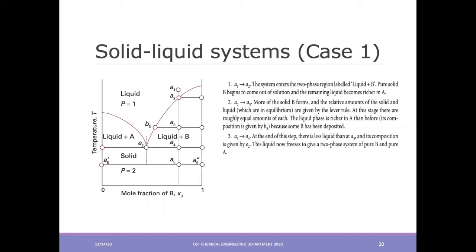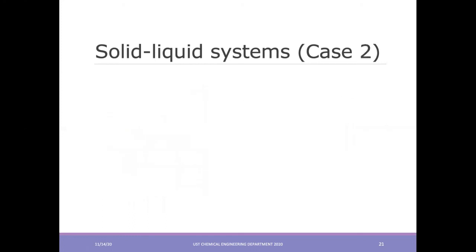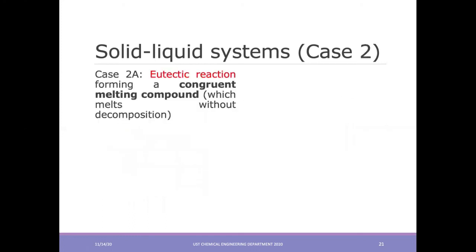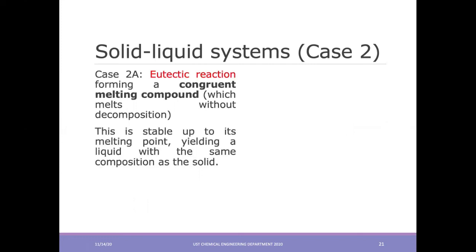Now, let us try to understand the second case. This one is a eutectic reaction which forms a congruent melting compound, which melts without decomposition. This is stable up to its melting point, yielding a liquid with the same composition as the solid.